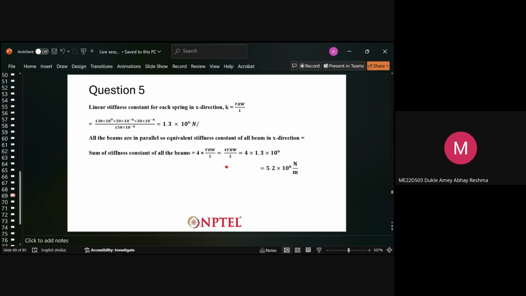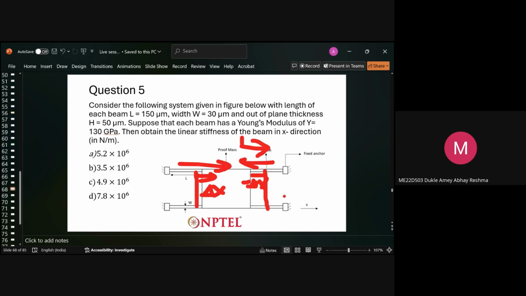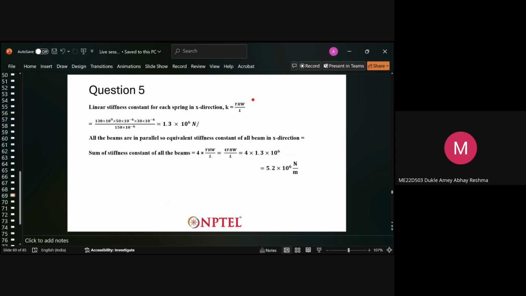That is 4 into the linear stiffness of one beam, and that is 4 into 1.3 into 10 raised to 6. That is 5.2 into 10 raised to 6. So here there has been some problem with the question framing, because the formula that has to be used is this one, that is the K.